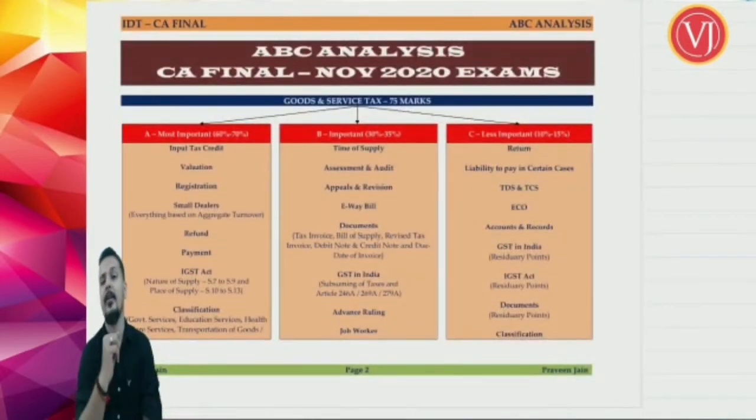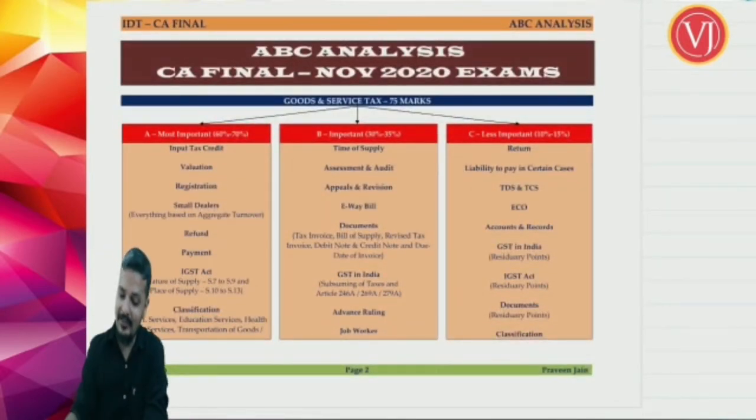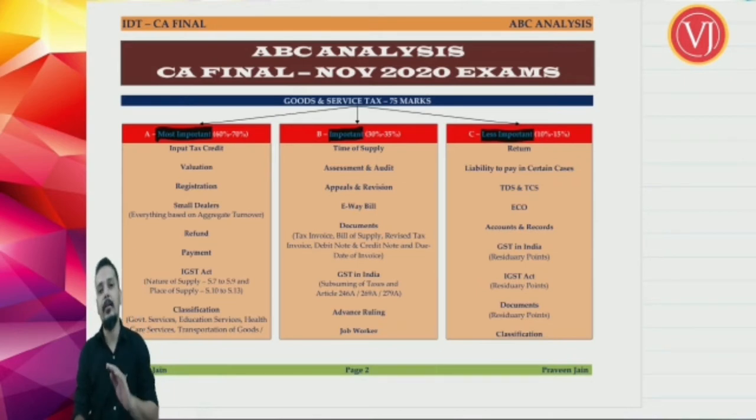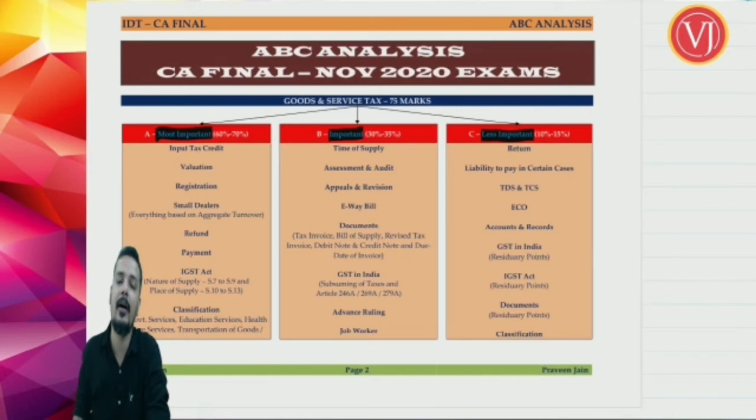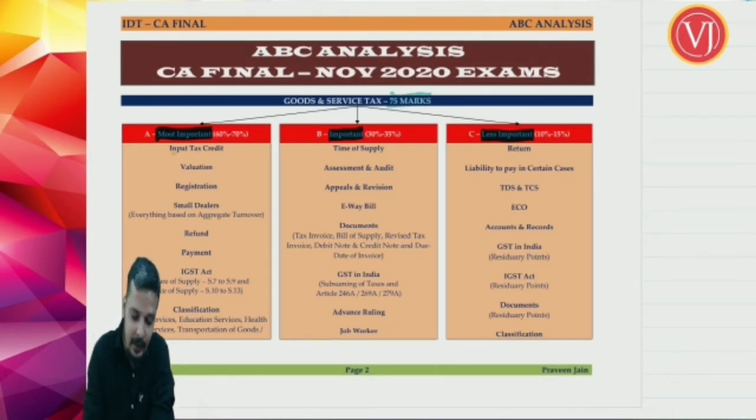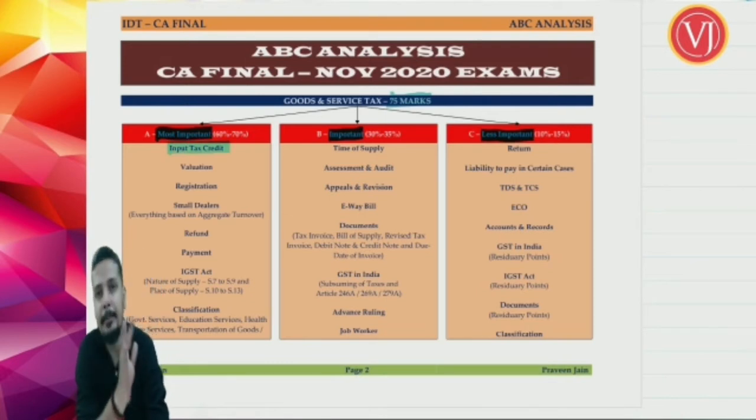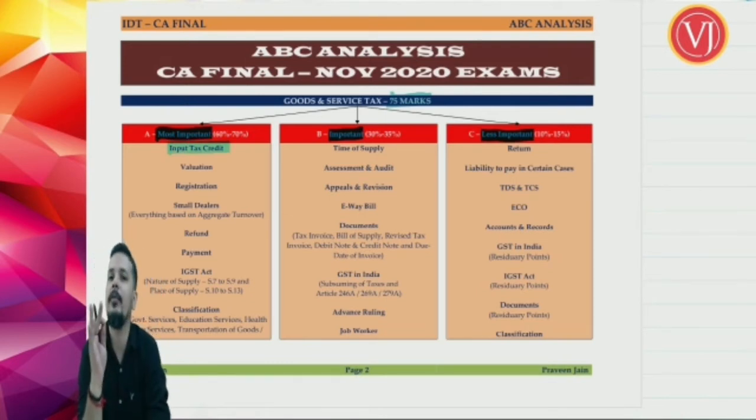Let us start discussing your ABC analysis with respect to your GST. Now, friends, the first focus is on A, most important areas. A, B is important, C is less important comparatively, right? Now friends, when you talk about the most important area, needless to tell, anyone will tell that the most important topic in your entire GST, which is of about 75 marks, is input tax credit. Input tax credit, the entire chapter should be at your fingertips.